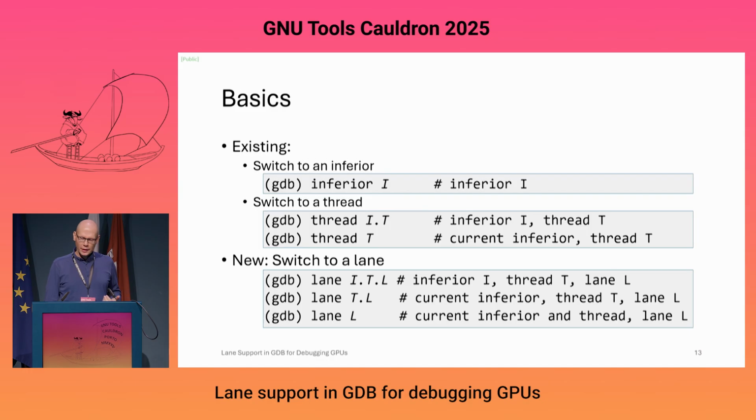Now what we would like to have is a new command, a lane command, which is going to allow the user to switch the lane context. The parameter here is lane ID, and lane ID is a triple: inferior number dot thread number dot lane number. Similar to the thread command, the user may omit, as a convenience, the inferior number or the thread number. In this case, the current inferior or the current thread is implied.